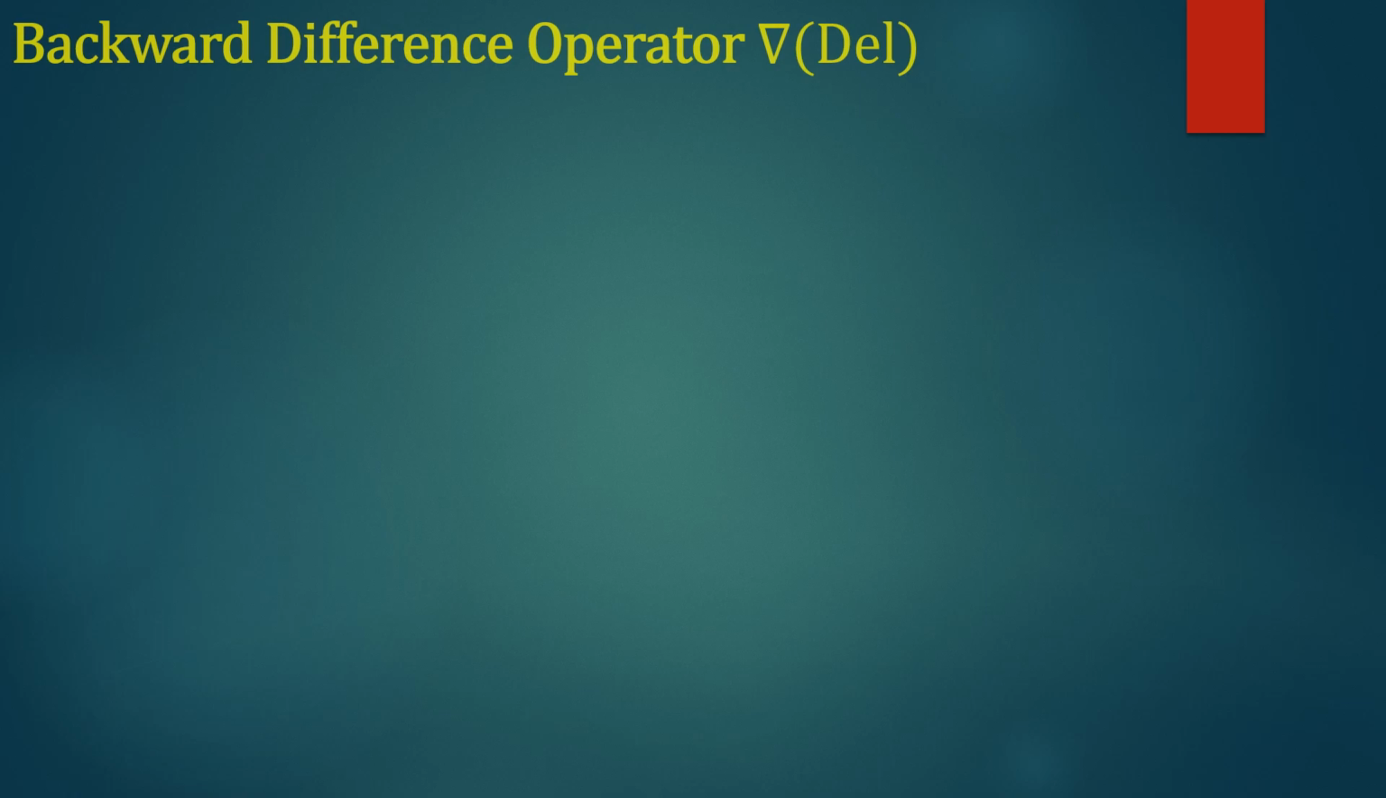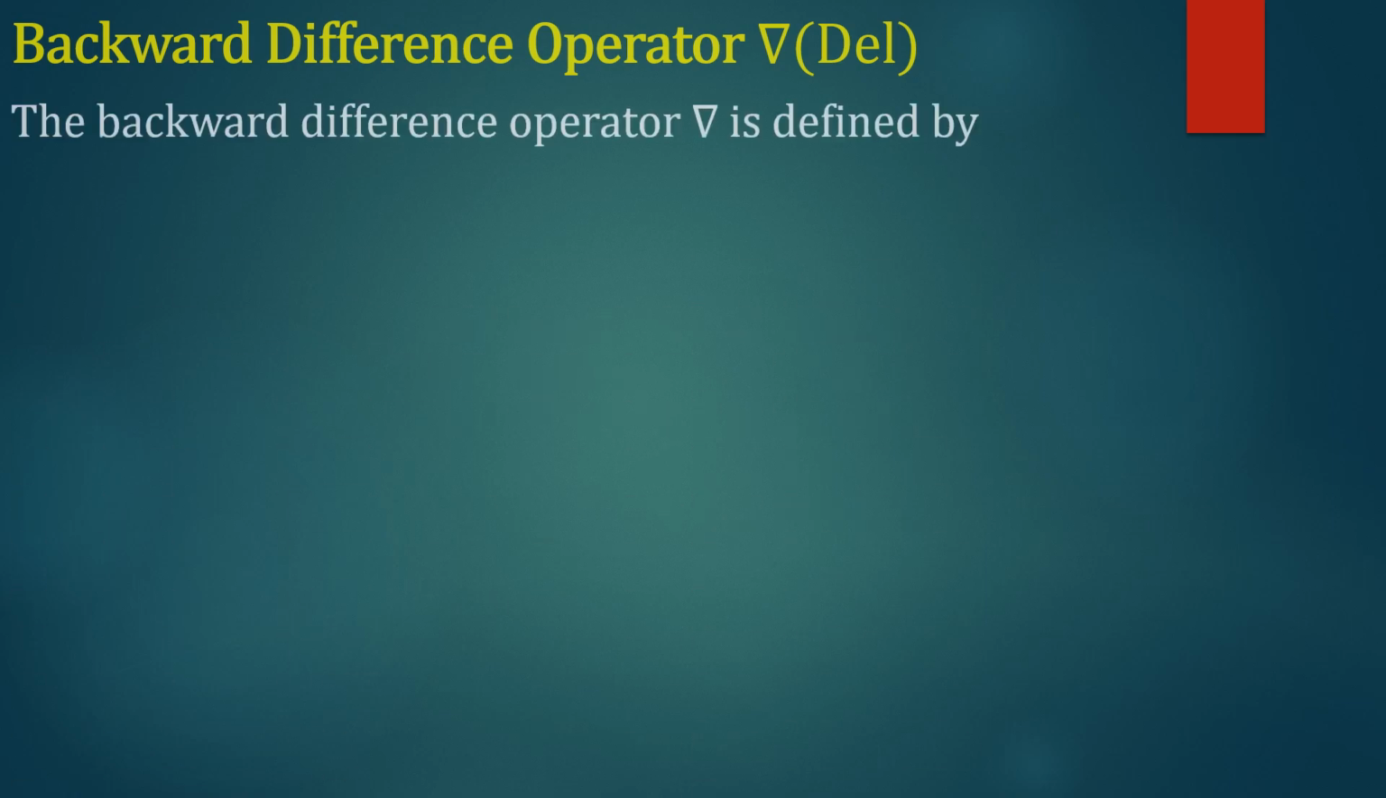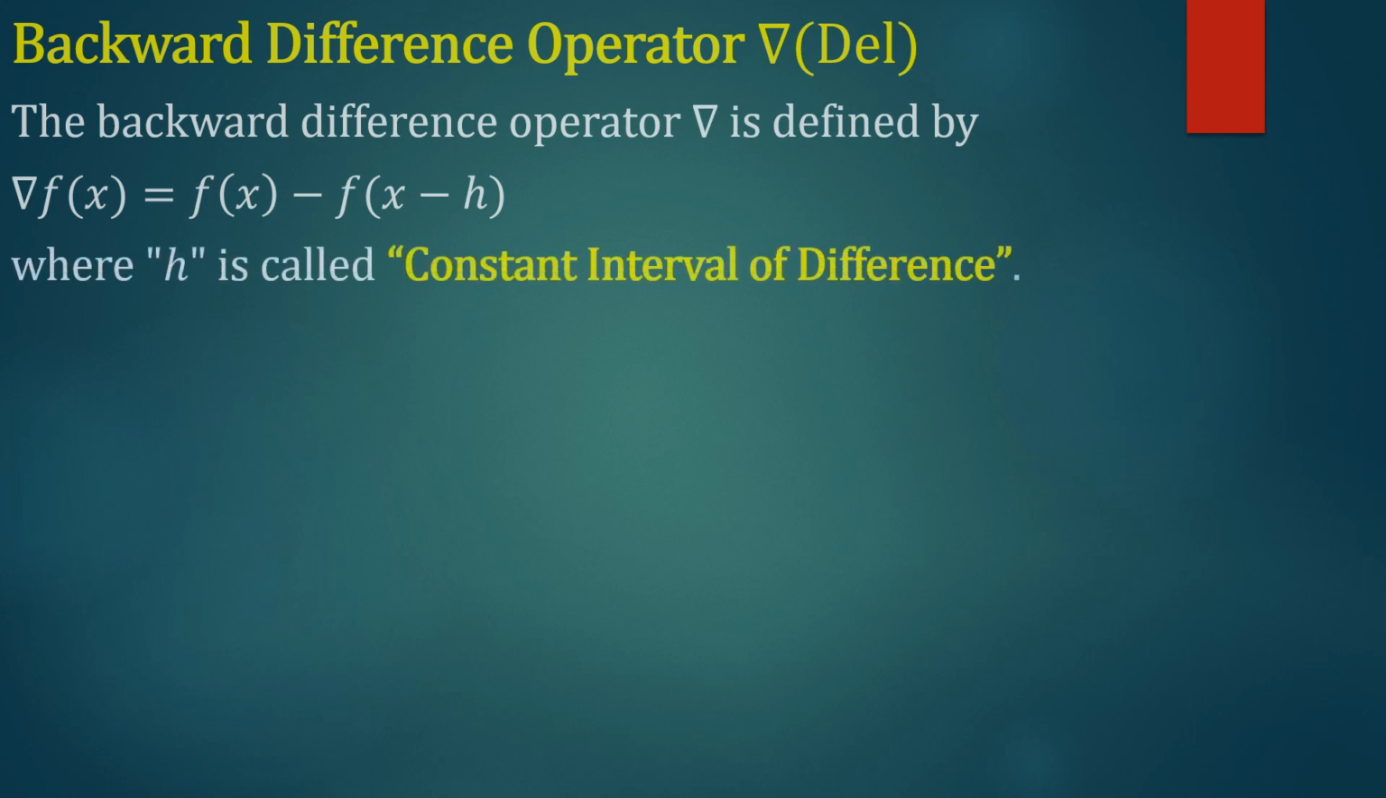Backward difference operator del. The forward difference operator is represented by the symbol delta, whereas a backward difference operator is represented by the symbol del. The backward difference operator del is defined by del f of x is equal to f of x minus f of x minus h, where h is called constant interval of difference.